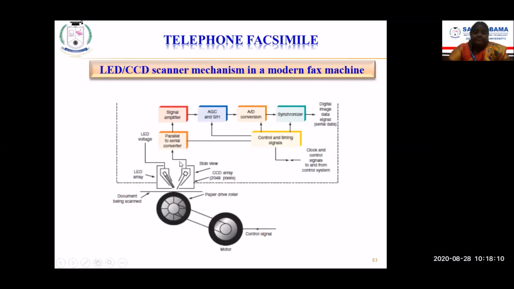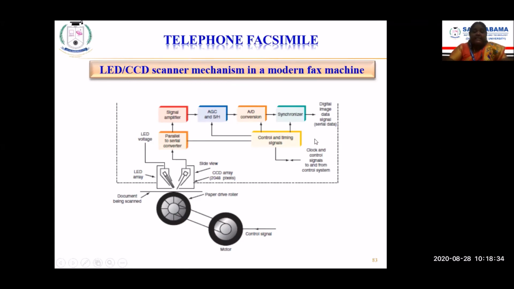There will be a parallel to serial converter, and there will be a signal amplifier. We need to amplify the signal after getting the voltage information, and that is transmitted. This is going to be transmitted in the form of data packets. In advanced fax machines, it is going to be digital in nature, and there will be an analog to digital converter, and it will be synchronized. So there is a digital image and data signal.